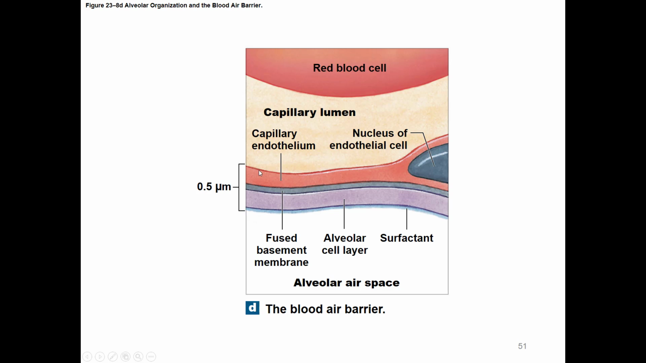So what we're looking at here is the capillary wall, and then we've got the alveolar wall here. In between is a fused basement membrane. And that fused basement membrane allows these two to literally grow into one another so that gas exchange is instant. We breathe in, oxygen diffuses onto the red blood cell, CO2 diffuses out, we breathe out very, very fast.